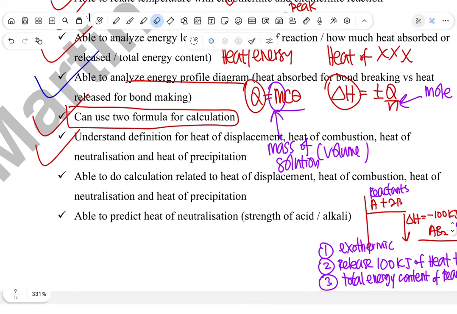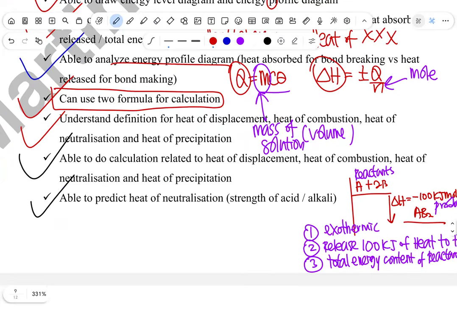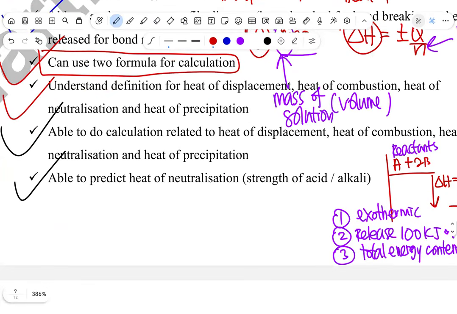Next one, make sure you know how to do the calculation, which I told you, these two formulas. Next one, make sure you know how to predict the heat of neutralization. Heat of neutralization is something they love to ask because there are so many things they can test you on. Sometimes they will use different acid and alkali strengths: strong and strong, strong and weak, weak and weak, and so on.